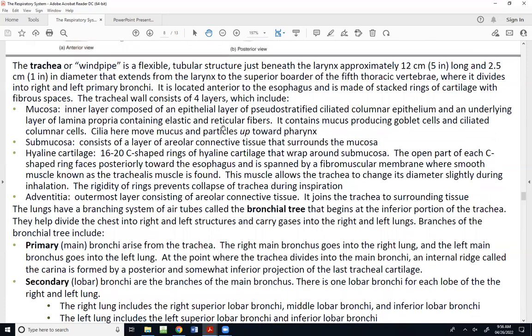Location of the trachea is anterior to the esophagus. It is made up of stacked rings of cartilage with fibrous spaces. The wall of the trachea is made up of 4 layers, and that includes a mucosa, a submucosa, then a layer of hyaline cartilage, and then the adventitia. It's going in order from deepest to superficial.